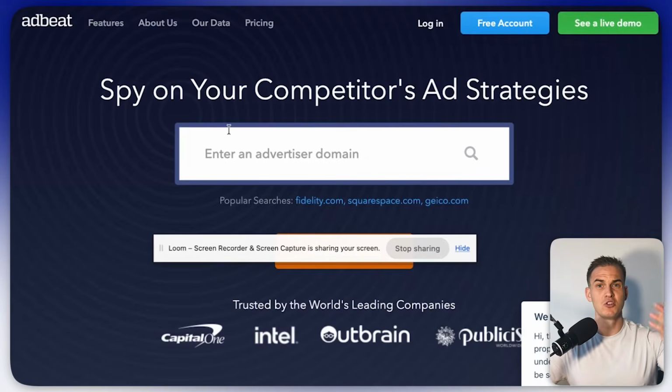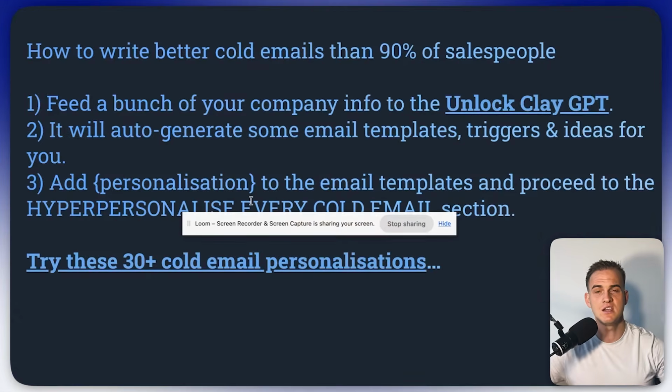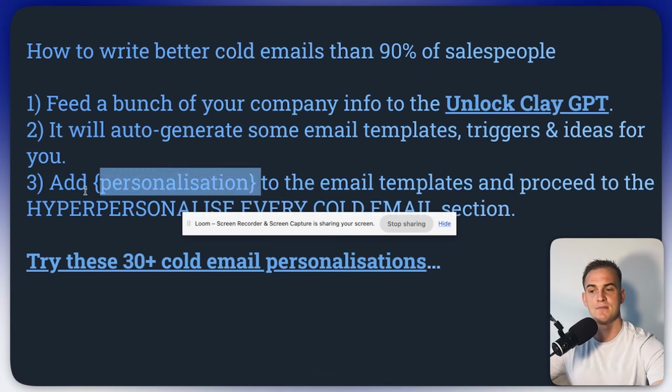And I'll tell you what, you can do all of this using the AdBeat enrichment inside of clay.com in order to generate those kinds of stats that you can pull about the Google ad spend and everything of that sort. But what I want to emphasize here is that all of this is 100% doable. You can use the custom GPT. You can automatically generate the email templates, the triggers, the ideas, everything of that sort. It will be up to you to add some personalizations.